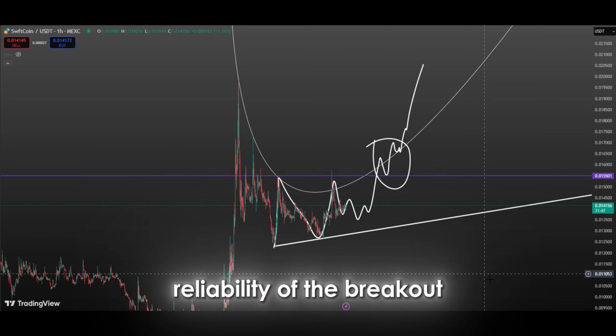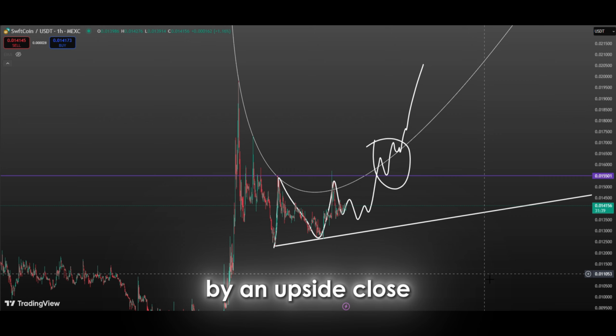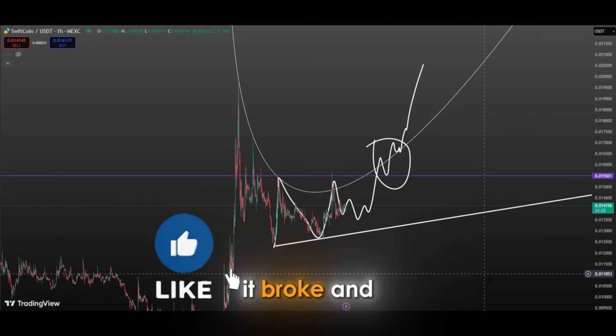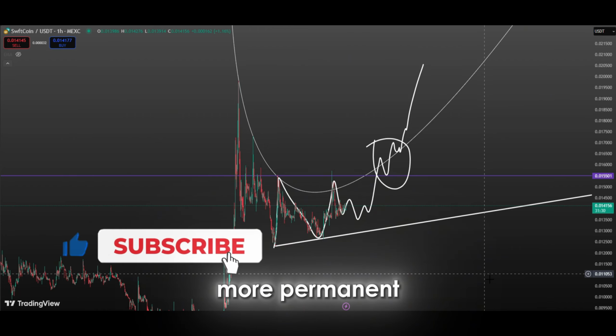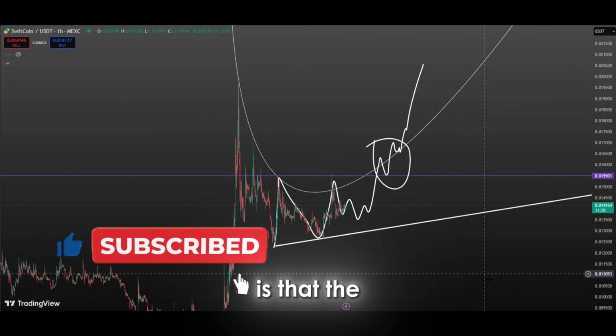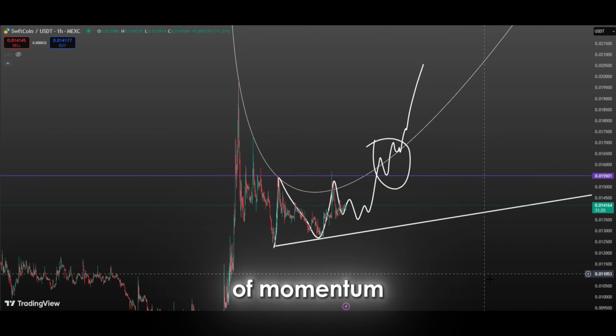To assess the reliability of the breakout, it is not enough just to cross the line. There should also be a significant increase in trading volume at the time of the breakout. If this volume support is accompanied by an upside close, the pattern is technically confirmed. Then, if the retest process kicks in, that is, if the price tests the resistance level it broke and gets support from it, it's a sign that the uptrend will be much more permanent. Another noteworthy point is that the price movements trapped inside the triangle also give positive signals in terms of momentum.